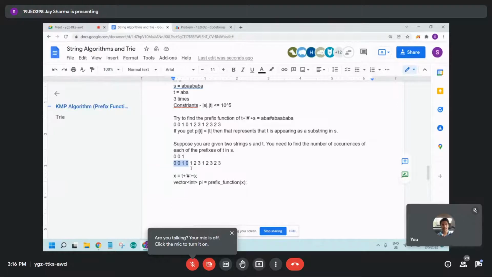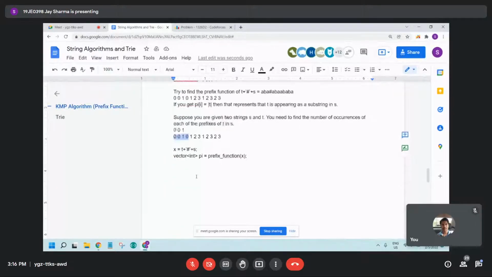We are not going to take care of these things at all. Now what we are trying to do is make a vector int answer of size m plus 1, where m is the length of the string t, whatever our search string is. We will store in it, for each prefix length, how many occurrences are coming.